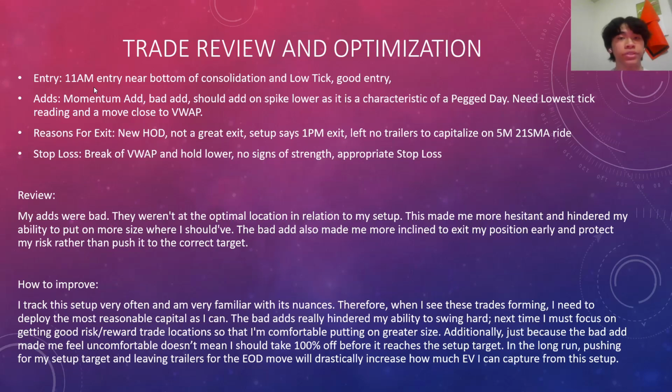So how do I improve this? I track this setup very often. I'm very familiar with the nuances. So when I see it happening, I need to swing reasonably, swing well. However, these bad adds just really stopped me from putting on the size that I wanted to, because they put me in a position where I was uncomfortable with the drawdown that I was in.